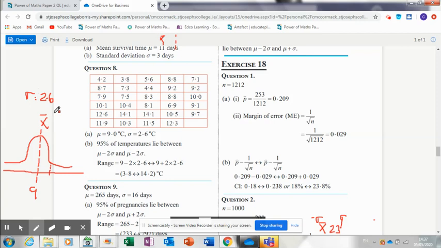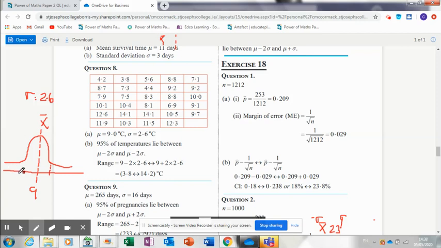Assuming approximately normal distribution, find what range of temperatures centered on the mean in February will cover 95% of the time. Well, you've got to know that 95% is plus or minus 2 standard deviations of the mean. So what's 9 minus 2 standard deviations? It's 9 minus twice 2.6, which is 5.2. And 9 minus 5.2 gives me 3.8.